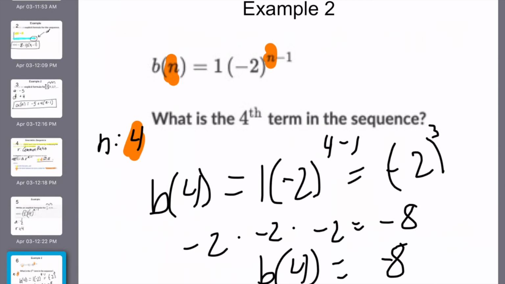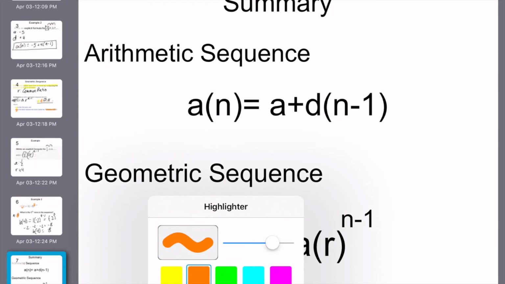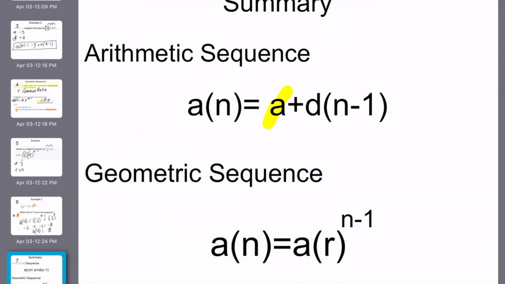Let's do a nice little wrap up. A summary of what we just talked about: the explicit formula for an arithmetic sequence and the explicit formula for a geometric sequence. For both of them, we need to know what the first term is. In this case, that is going to be a.